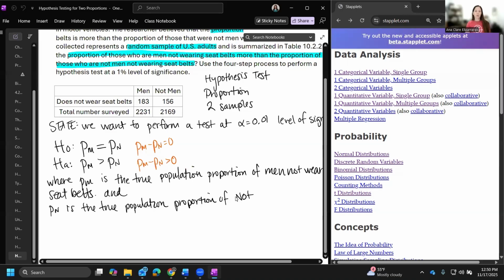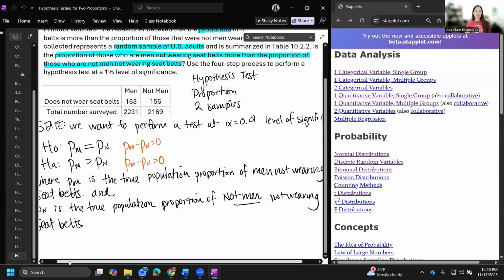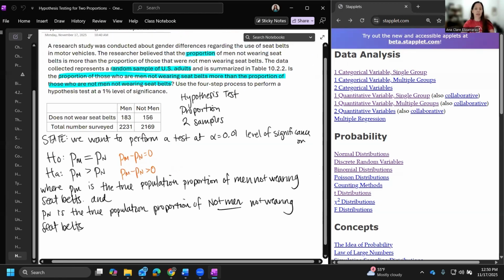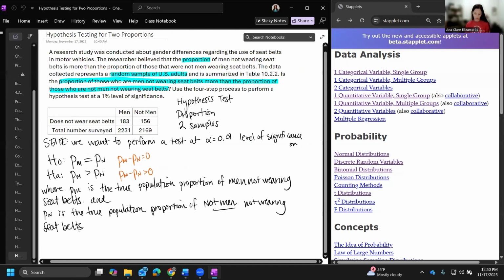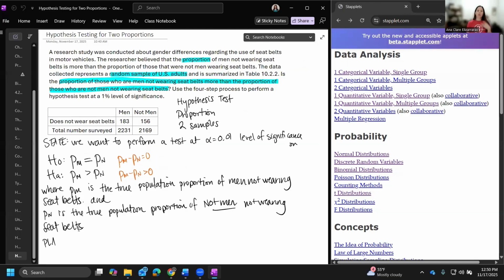Okay, now we've stated what we're going to do, but the important thing to do next is check our conditions and make sure it's okay for us to go ahead and perform calculations. This is our plan. Remember the conditions we checked. Was it random? Was it independent? Can large counts be met?